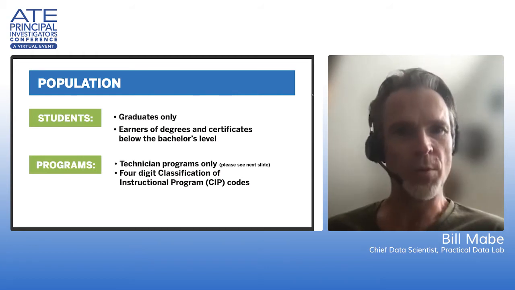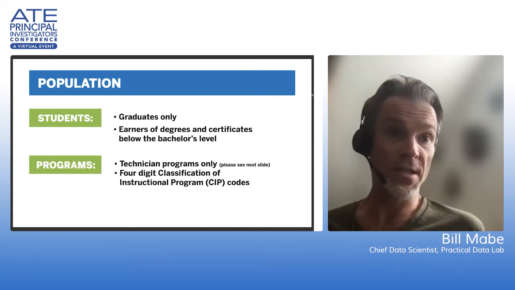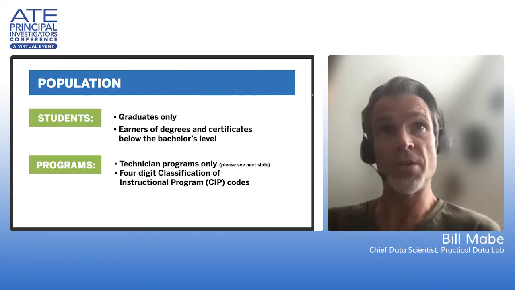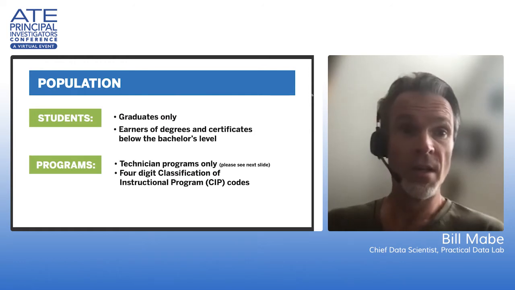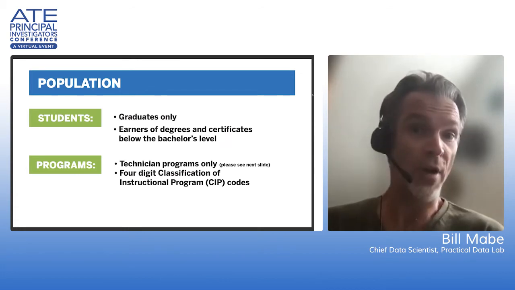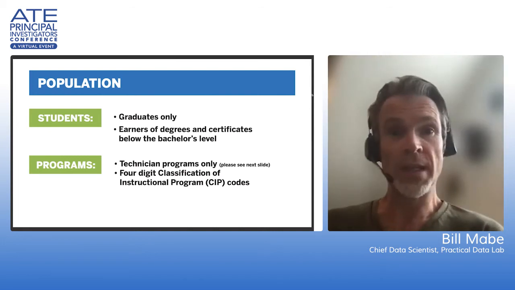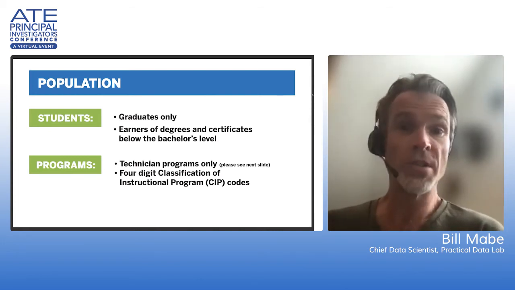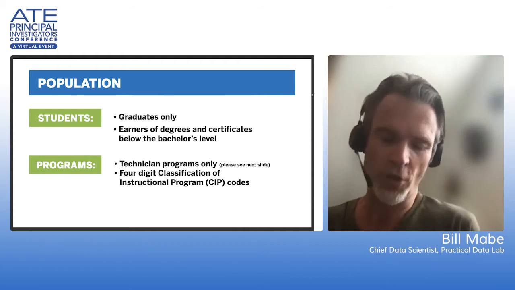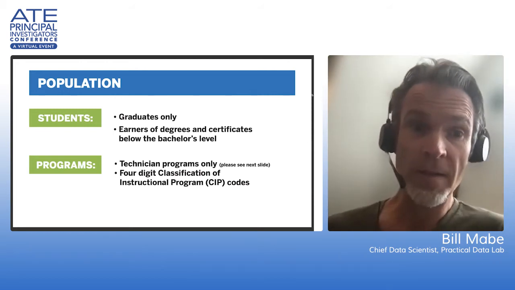I think one key question that people may have is, okay, who's included in this data tool? There are a couple of ways to understand what data elements are in this. Who are the students? Which students are included? We're looking only at graduates, so we're not looking at students who are enrolled. We're looking at graduates only, and anyone who has earned a degree up to the bachelor's degree level, actually. So what's written below is actually incorrect. We've added it so they now include bachelor's level earners as well.